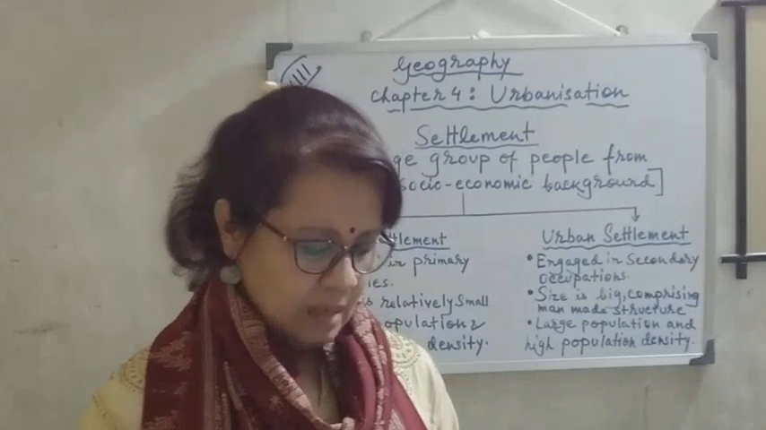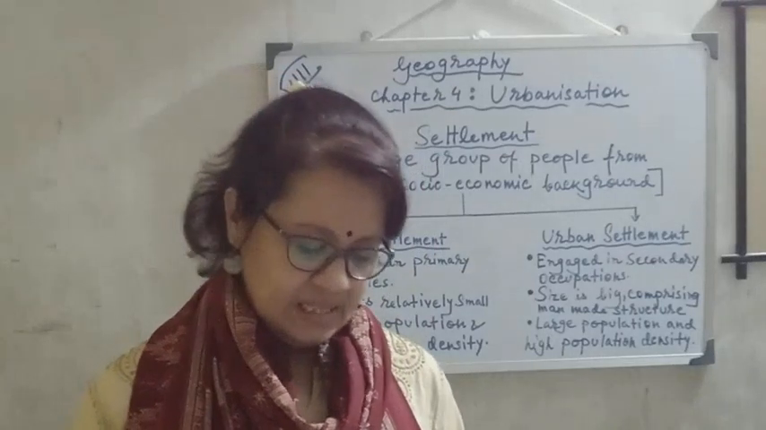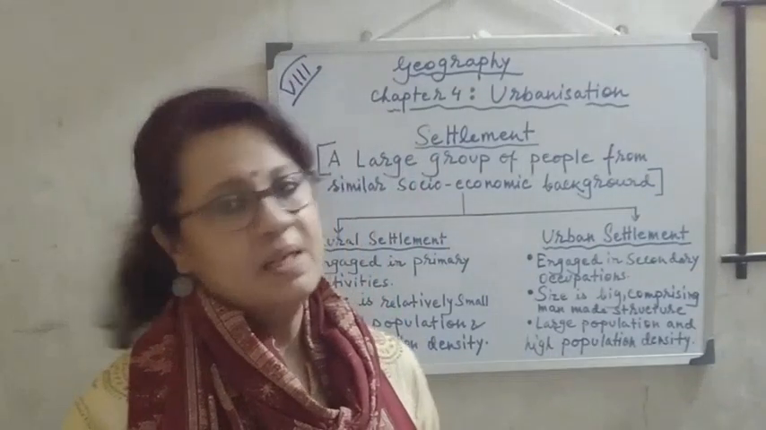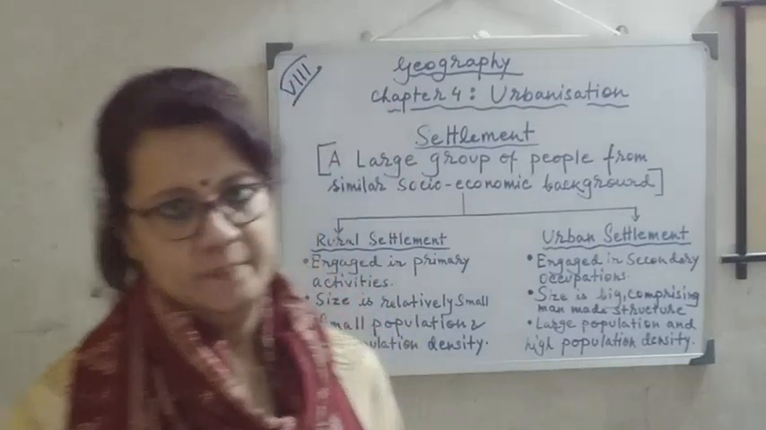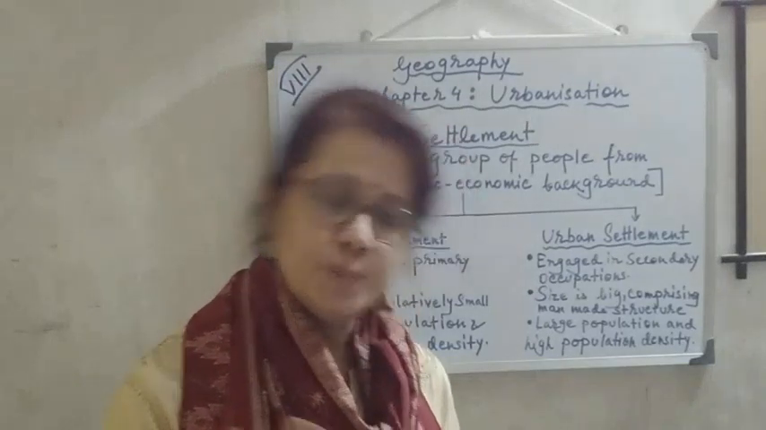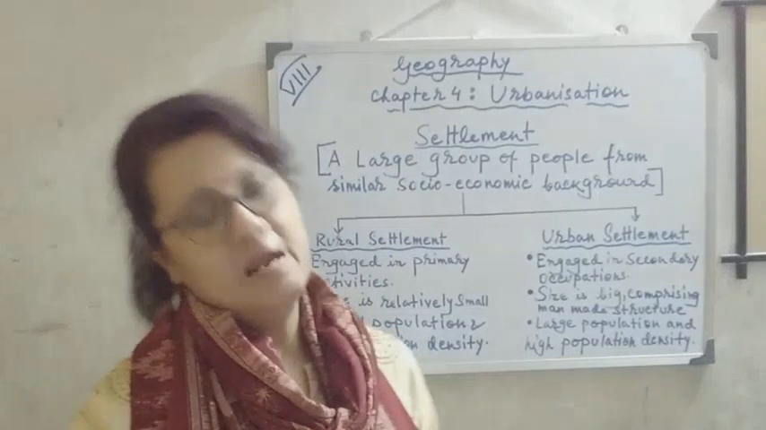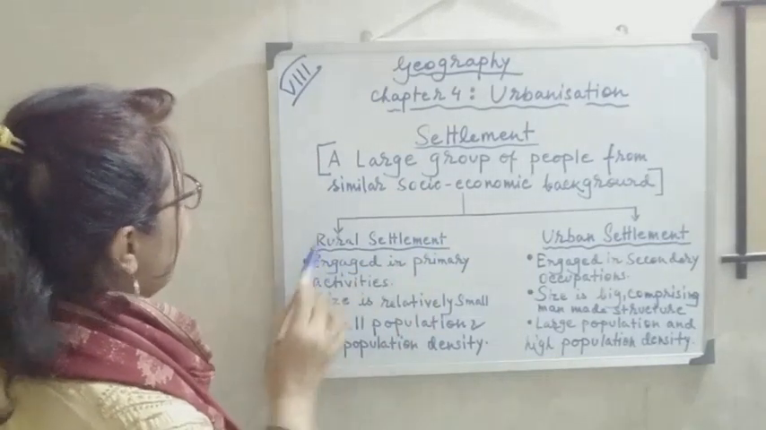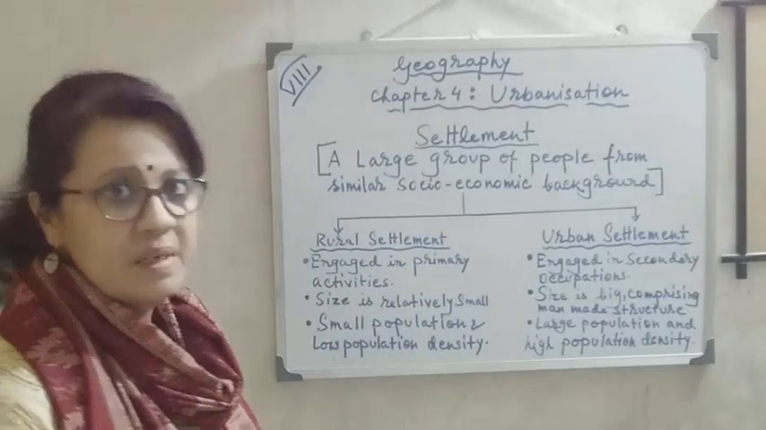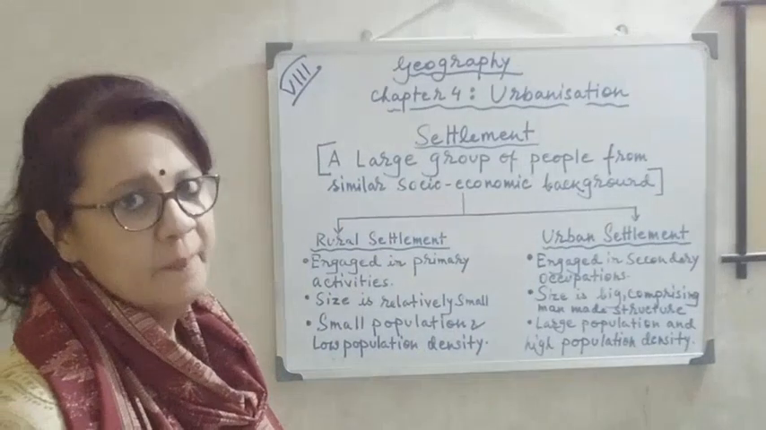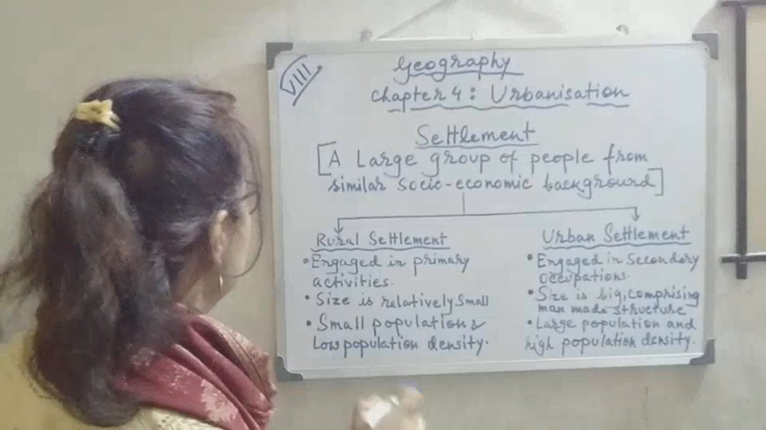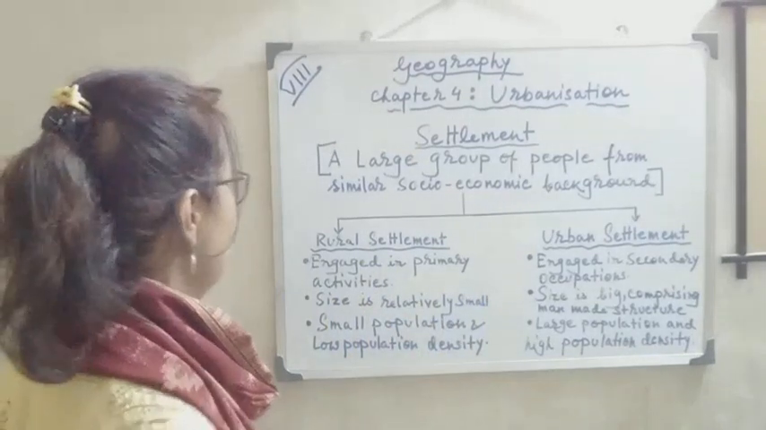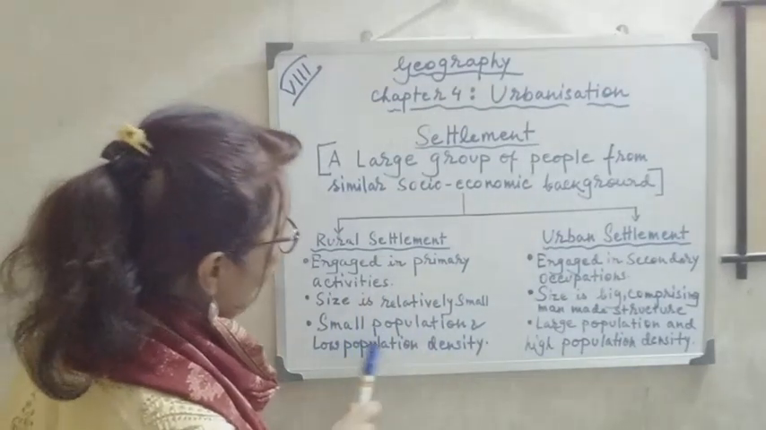These types of settlements are most closely and directly related to land and are dominated by primary activities such as agriculture, animal husbandry, fishing, etc. And the size of this settlement is relatively small. A rural settlement tends to have a small population and low population density. As I told before, primary activities are mainly agricultural activities, animal husbandry and fishing. Its size is relatively small, with a small population and low population density.